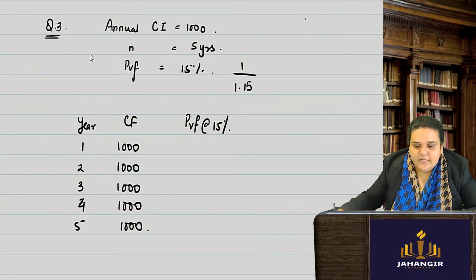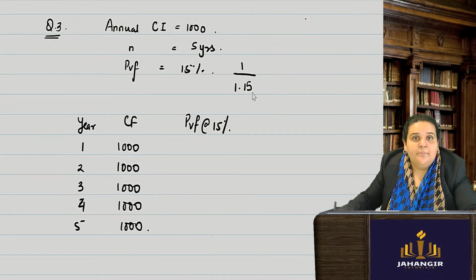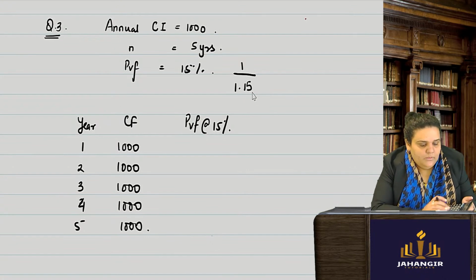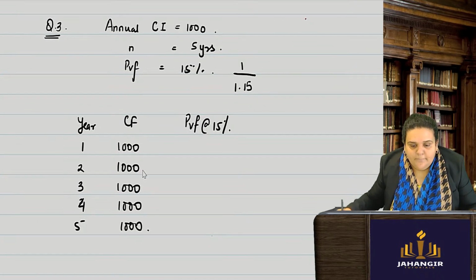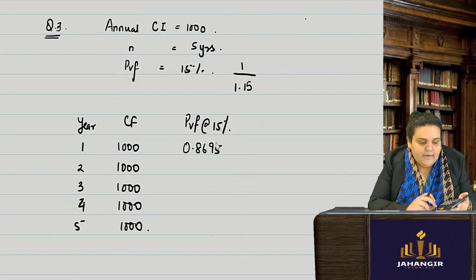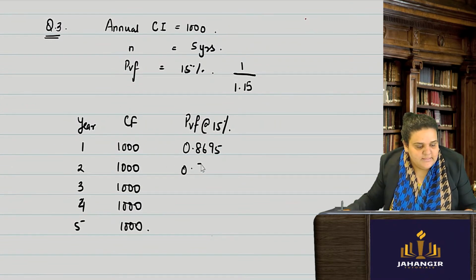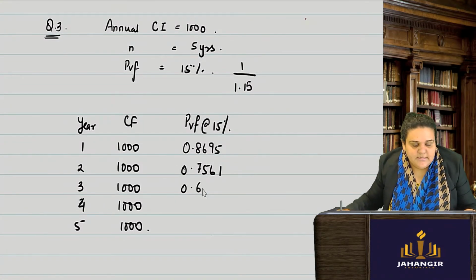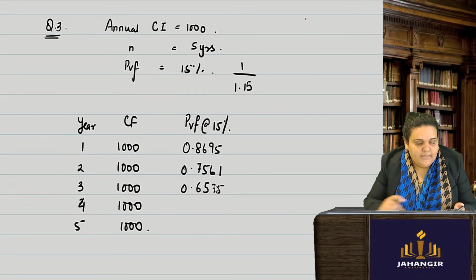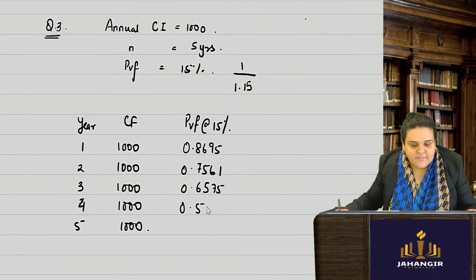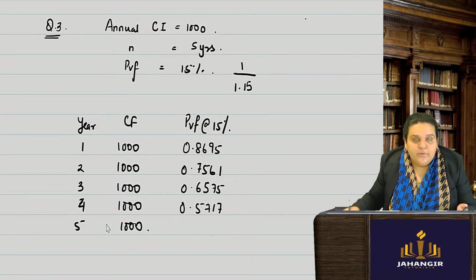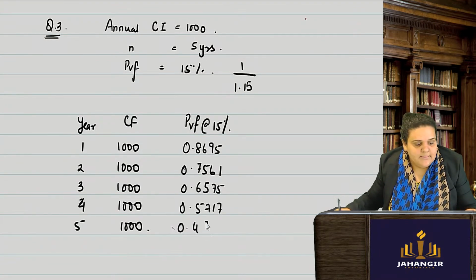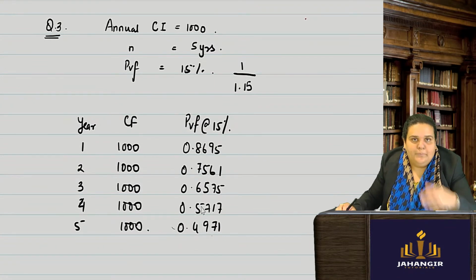Now what was I doing for each year? I was doing 1 divided by 1.15 equal to, okay, it will be 0.8695. Keep pressing equal to again, then 0.7561, again equal to 0.6575, again equal to 0.5717, again I'll press equal to 0.4971. This is what I can do.